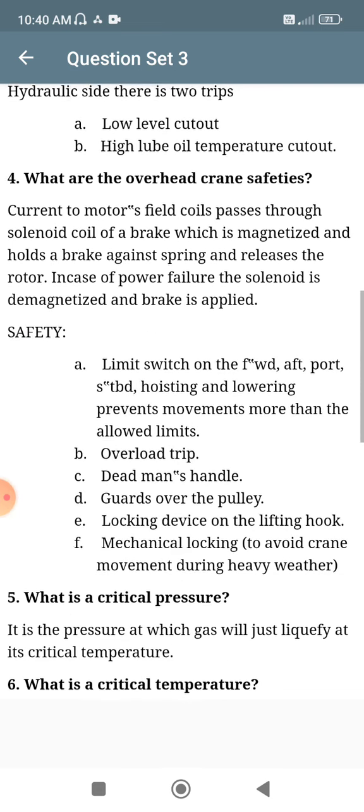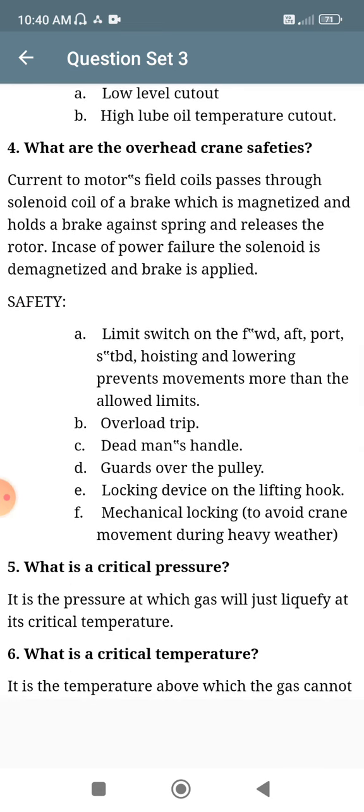Then overhead crane safeties, these also we discussed. We know that current to the motor field coils passes through the solenoid coil of a brake, which is magnetized and holds the brake against a spring and releases the motor. In case of power failure, the solenoid is demagnetized and the brake is applied.